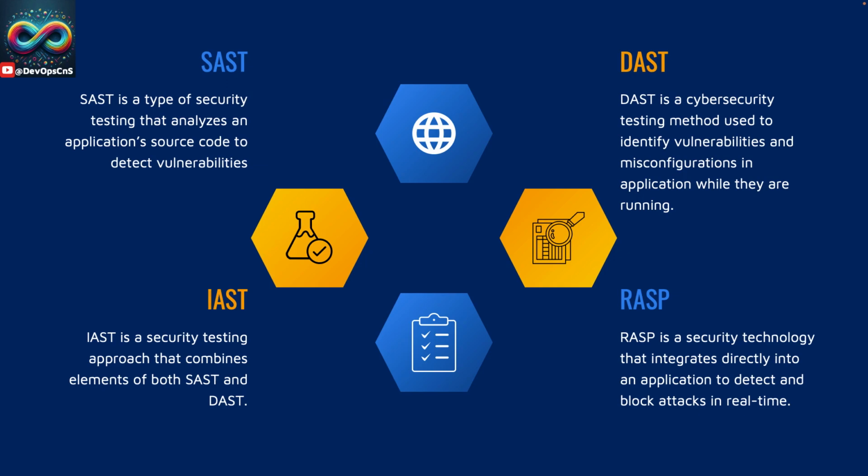And last is runtime application self protection, RASP. It's a kind of security technology or technique which integrates with the application that is running in production. It helps to detect and block attacks in real time. This is a very important and very useful kind of security testing. If we have a very critical application which needs protection and high security, then this kind of testing is really important, where we can integrate the agent with the runtime application, which helps us detect and protect our application from any attack in real time.